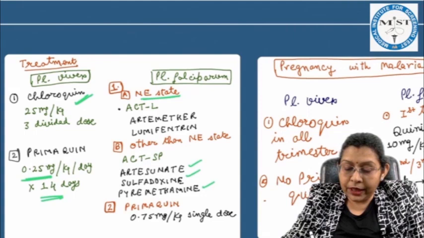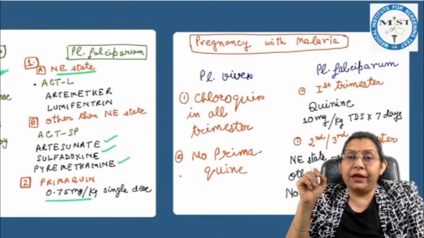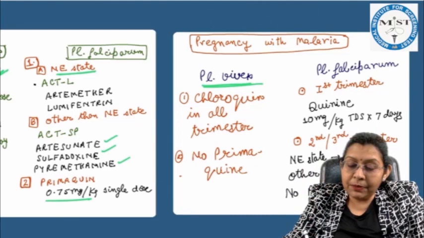And in both the conditions, we are giving the single dose of primaquine 0.75 milligram per kg. But if a lady is pregnant with malaria infection, then the drug of choice is different. If it is a Plasmodium vivax infection, then chloroquine is recommended in all the trimesters and primaquine is avoided because it is having some adverse effects.